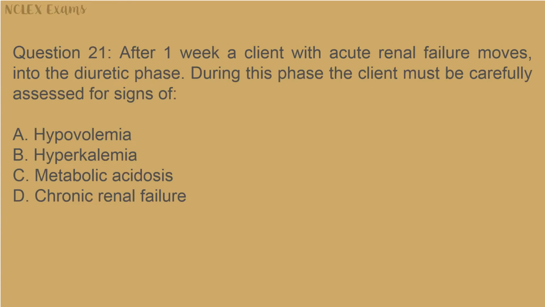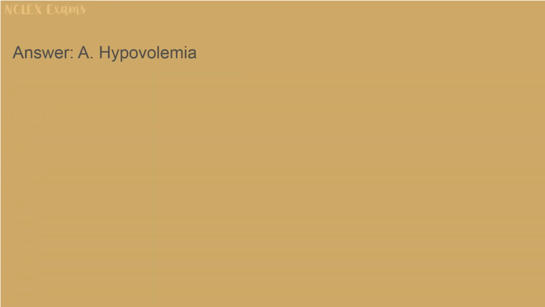Question 21. After 1 week, a client with acute renal failure moves into the diuretic phase. During this phase, the client must be carefully assessed for signs of A. Hypovolemia, B. Hyperkalemia, C. Metabolic acidosis, D. Chronic renal failure. Answer: A. Hypovolemia.